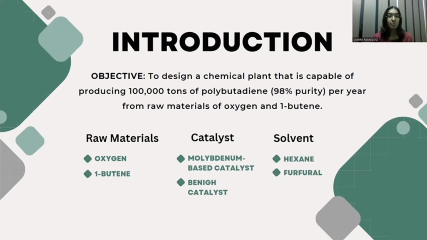Throughout this project, we use several raw materials, catalysts, and solvents as listed in this slide. For the raw materials, we used oxygen and 1-butene. For the catalyst, we used a molybdenum-based catalyst and also a benzene catalyst. And for solvent, we used hexane and also furfural.